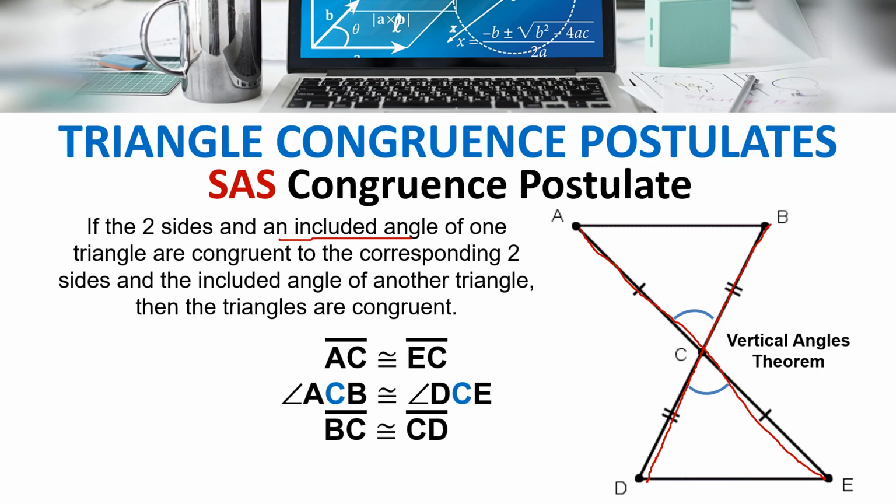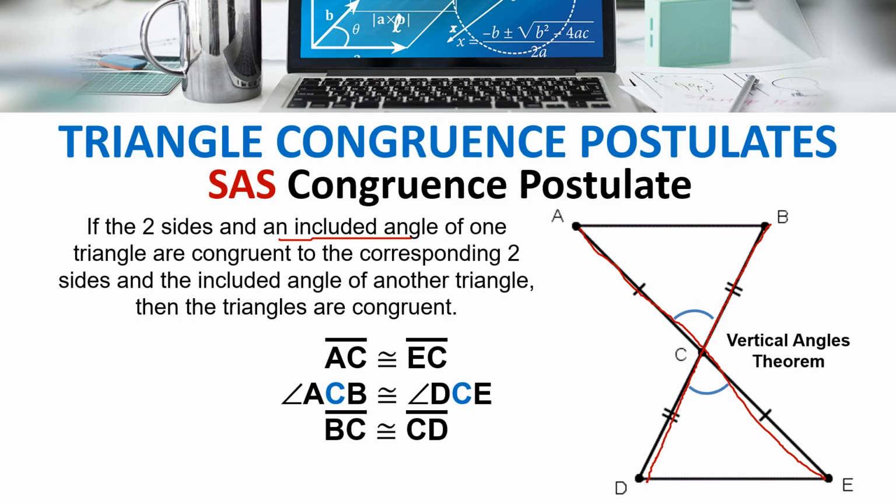Okay? So, we have line segment AC is congruent to line segment EC. And then, ito nga yung ating included angle. Angle ACB is congruent to angle DCE. And, okay, actually, it's more appropriate to say that this is angle ECD. Okay, kung susundin lang natin yung pattern ng ACB. Okay, and then the last part is line segment BC is congruent to line segment CD.